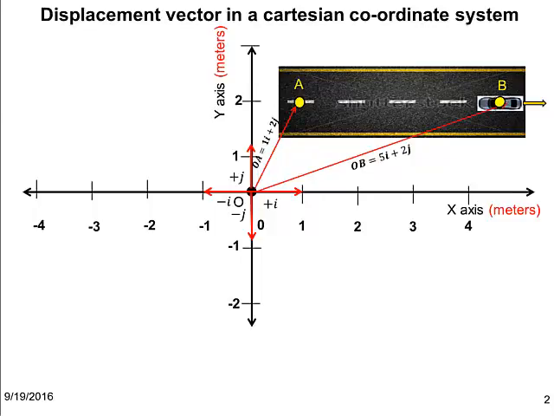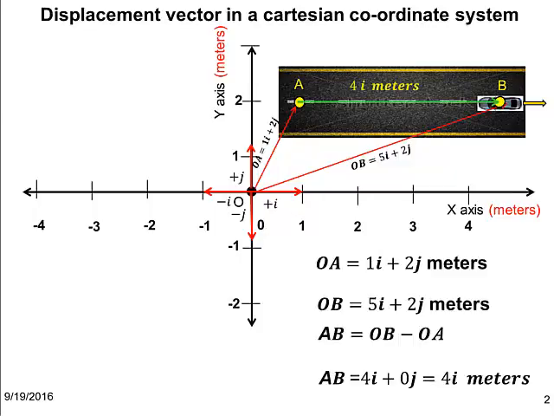When we say this, we are automatically fixing a coordinate system with the observer, and assume that he sits at the origin, O, of the axes. With his measurement of the position vectors of locations A and B, he can say that the displacement of the car is 4i meters, which is the vector difference of the final position vector and the initial position vector.